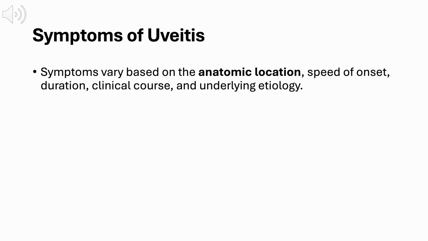Now we shift from how uveitis is classified to how it actually feels to the patient. The key principle for this short section is simple. Symptoms vary with the anatomical location, the speed of onset, the duration, the clinical course, and the underlying cause. The same disease category can whisper or shout. Let's take the symptom profile, location by location.